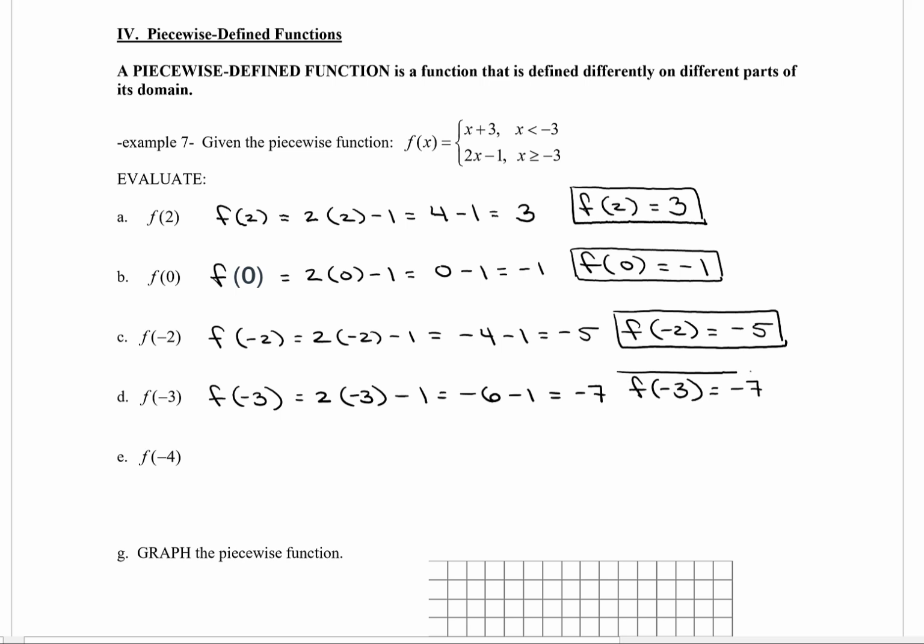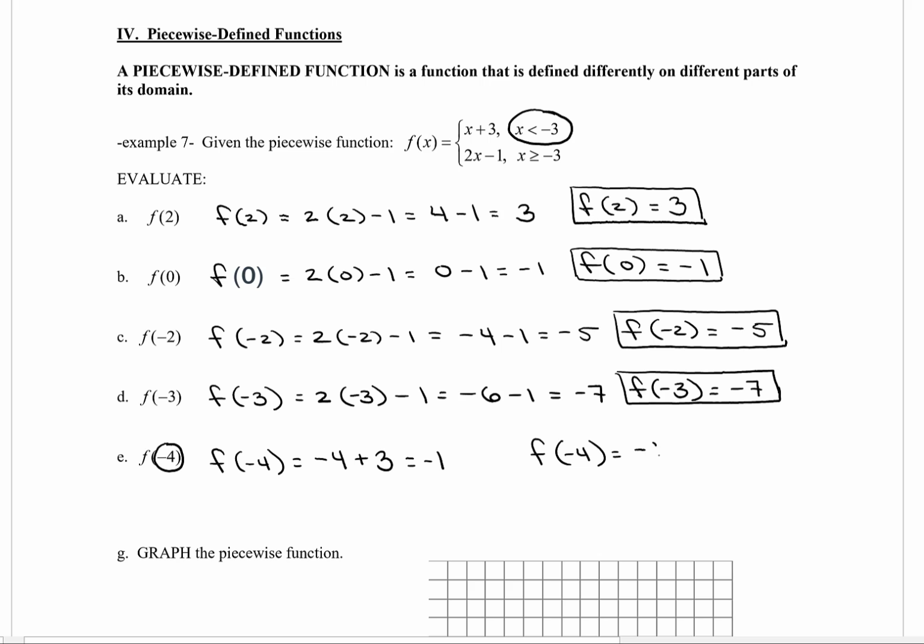E. F of negative 4. F of negative 4, we're finally going to be able to substitute into the first piece of this piecewise defined function because negative 4 is less than negative 3. So I'm going to substitute into f of x equals x plus 3 this time. F of negative 4 equals negative 4 plus 3, which is equal to negative 1. So f of negative 4 equals negative 1. I'm going to box that in.